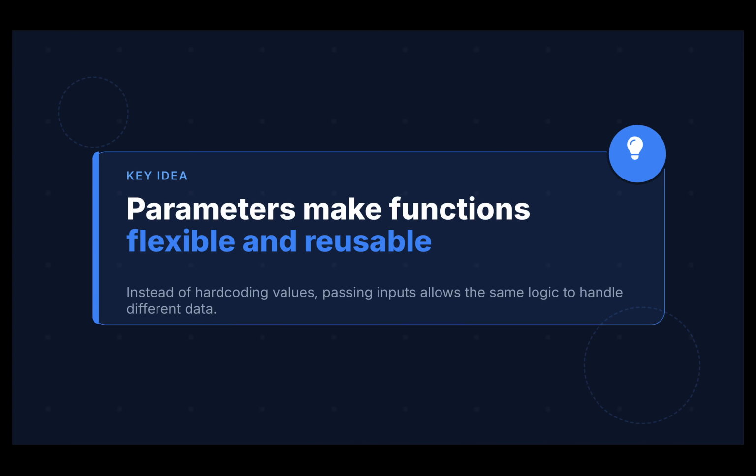This is to summarize the whole point of parameters. Without them, functions are rigid and tied to hard-coded values. With them, the same logic can handle many different inputs. That flexibility is one of the biggest reasons functions are useful in programming.